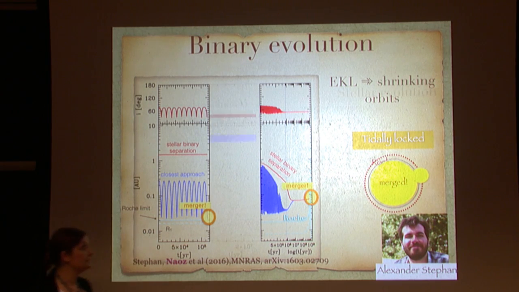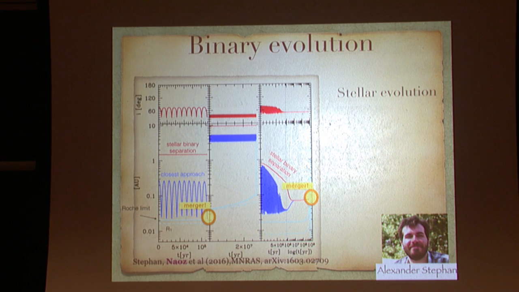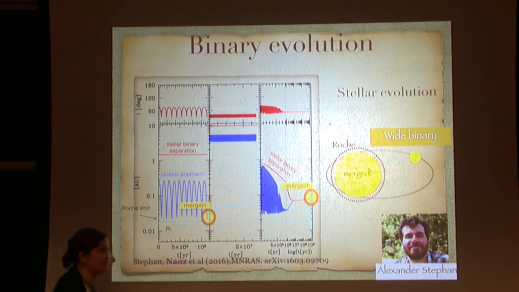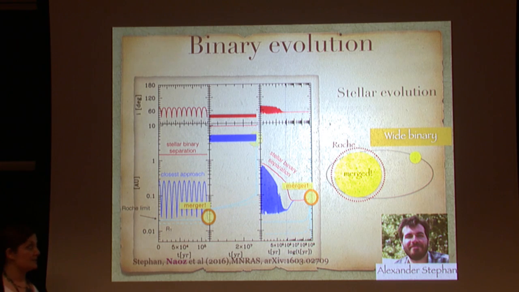The last one is that we had a binary just moving around in the galactic center, with very tiny oscillations due to the eccentric quasi-Lidov mechanism. But then the stellar evolution kicked in, and again we had a crossing of the Roche limit. And this is, again, another merger candidate.